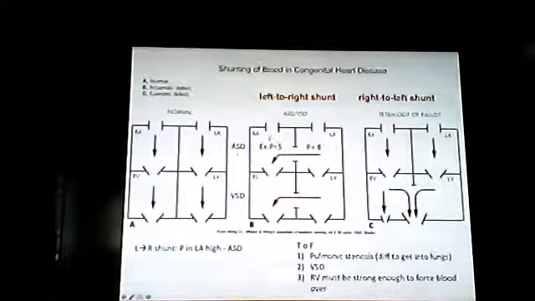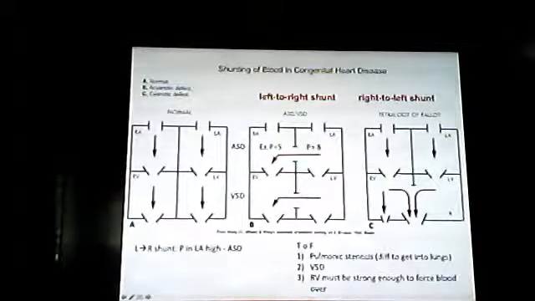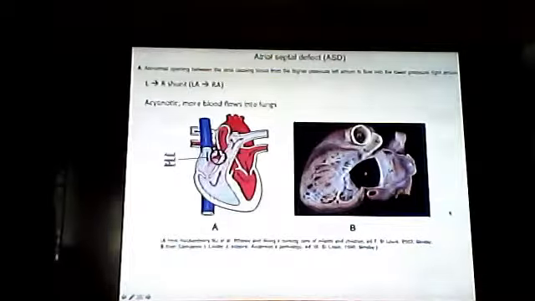But typically with atrial septal or ventricular septal defect, because the left side has greater pressure than the right side, you'll have a left to right shunt. But in the case of tetralogy of Fallot, because you have a built-up right ventricle, then you have blood shunting from right to left. And we'll go into detail soon.